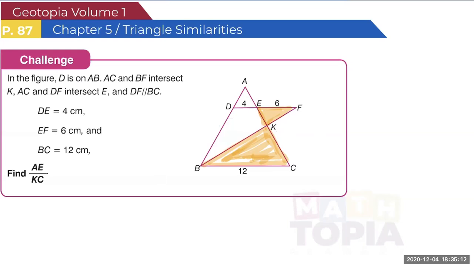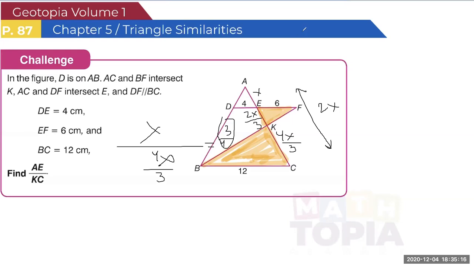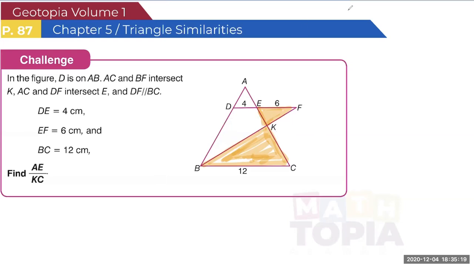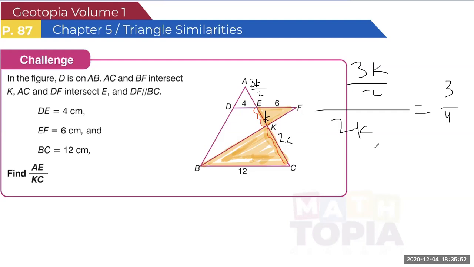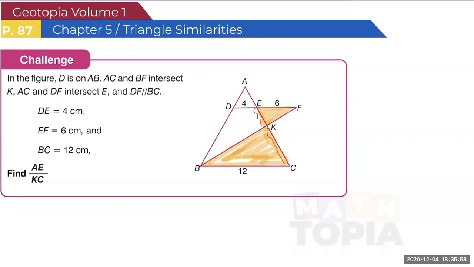What if, Andrew, you start first with these two lengths? That would also result in a fraction. You can start from this. You can say K, 2K, and then AE has to be 1/3 of the whole thing, which means it's 1/2 of 3K. So we have 3K over 2 for AE. And when we take the ratio this time, we'll end up with 3 over 4 again. Now both solutions are clear.